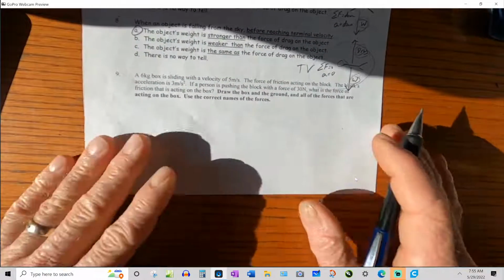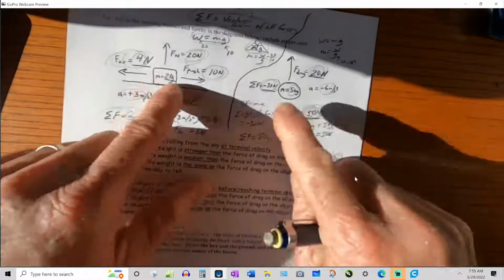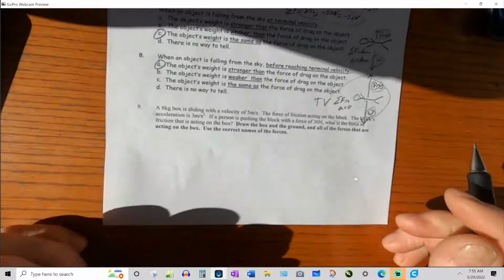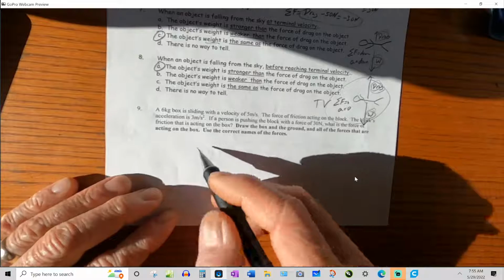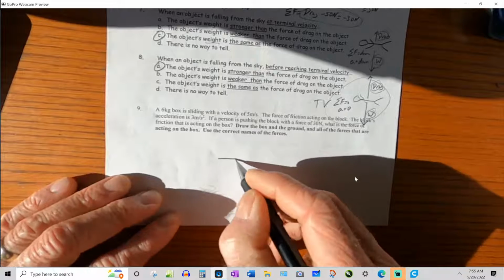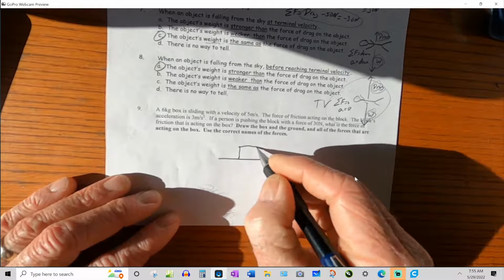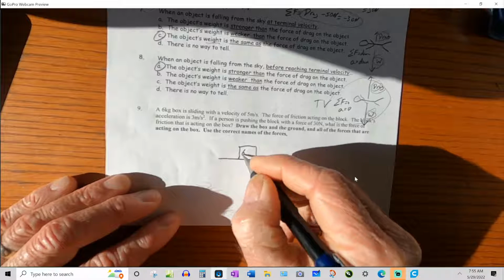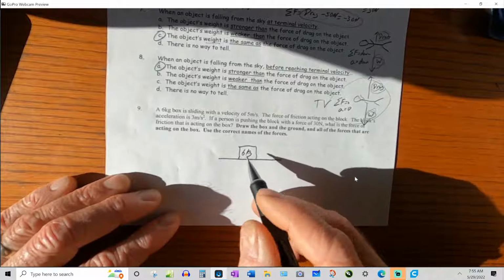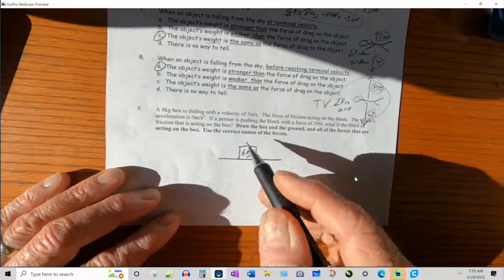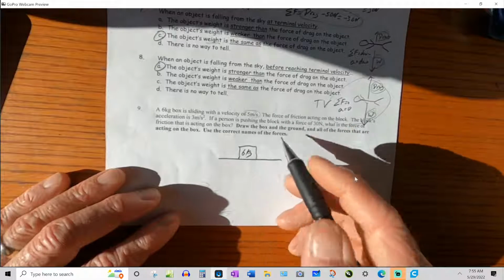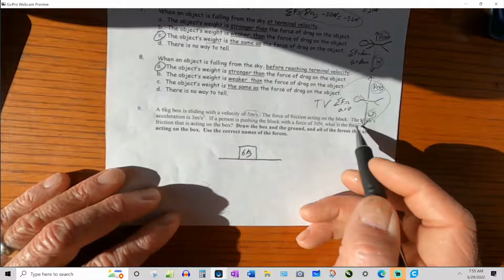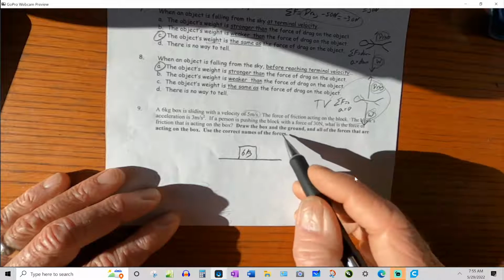Okay, two kinds of, these are kind of like these, but you've got to set them up yourself and then solve for some missing component instead of a bunch of missing components. Got a 6 kilogram block or box. And it's sliding with the velocity of 5 meters per second. That really doesn't matter. I don't even have to draw that. Force of friction acting on the block is what we're trying to find.